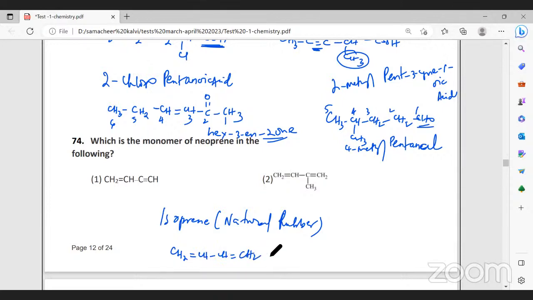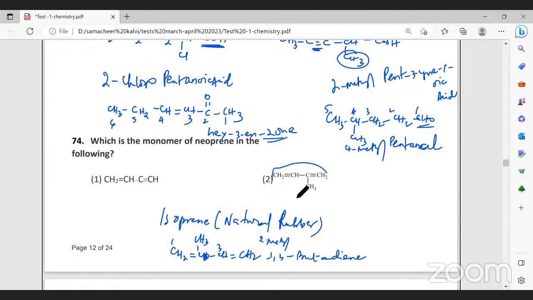This is 1,3-butadiene. At the first position we have a double bond, and also at the third position we have a double bond. Therefore, it is called 1,3-butadiene: 4 carbons, 1, 2, 3, 4. In the case of isoprene, if the hydrogen at the second carbon is replaced by CH3, we get 2-methyl-1,3-butadiene. This is called isoprene.